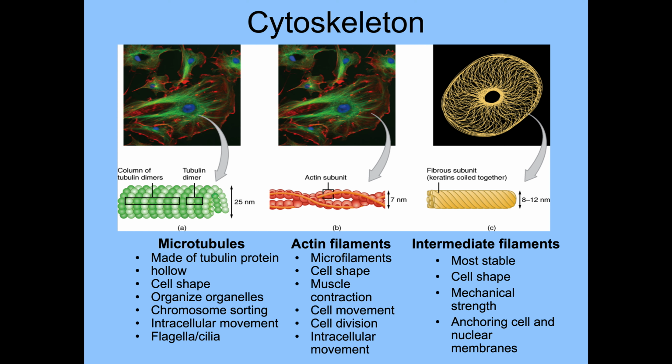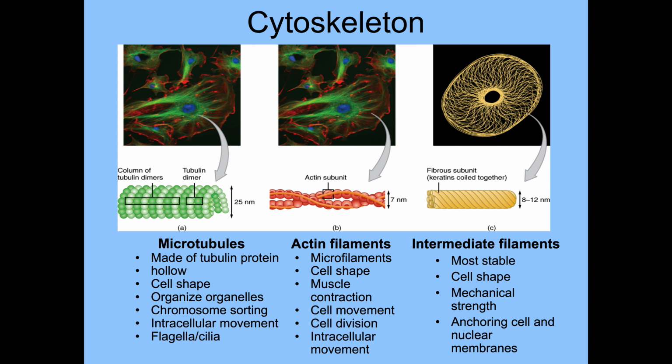They are also responsible for cell movement and cell division, and also intracellular movement with motor proteins. Our last are the intermediate filaments, and intermediate filaments are really big in cell shape, organelle shape, if they have them, like the nuclear matrix. They are very stable. They're the most stable of all of the cytoskeletal elements.